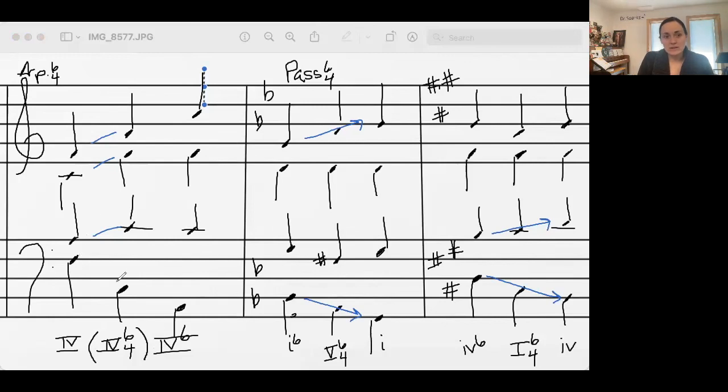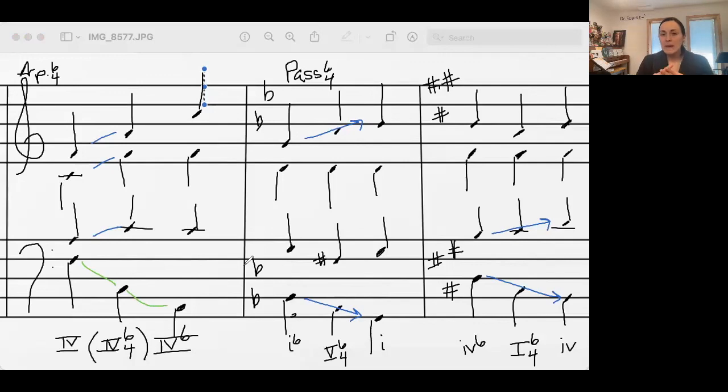But check out the bass. You see how it arpeggiates in the bass? That's another characteristic of the arpeggiated 6/4. So hopefully this gives you a little bit of a jump start on what 6/4 chords are and how they function, and the fact that they are very different from their counterparts, the root position and the first inversion.